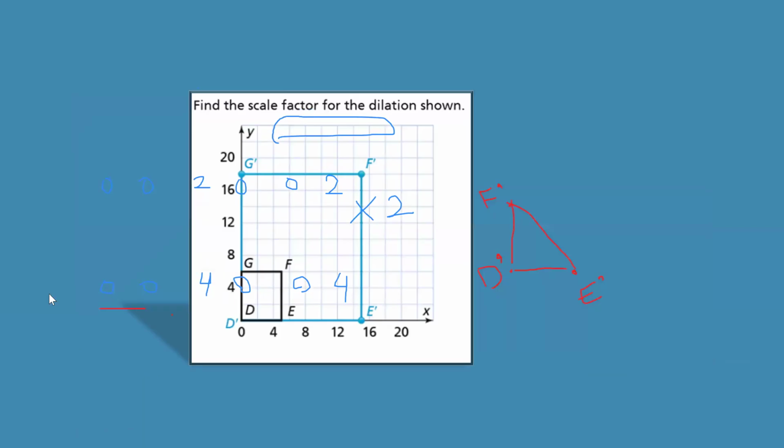Next question. Find the scale factor for the relation shown. Here, it's the opposite. It asks me about the scale factor. So what I will do, the same goes when the question asks you about translate or reflect or dilation. Choose one point. Don't choose everything, so you don't get confused. Now I will choose this side, D and E. D and E equals what? How many units? From 0 to 4. So 4 units. Again, from 0 to 4, 4 units.